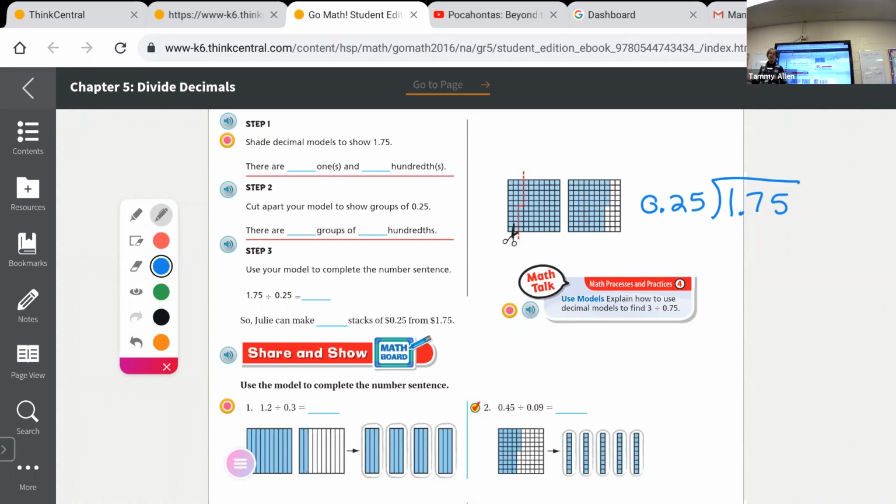All right, so we know how to divide by a whole number, right? So if our divisor is a whole number, we know that our decimal point is already going to be placed in our quotient, correct? So here we go.